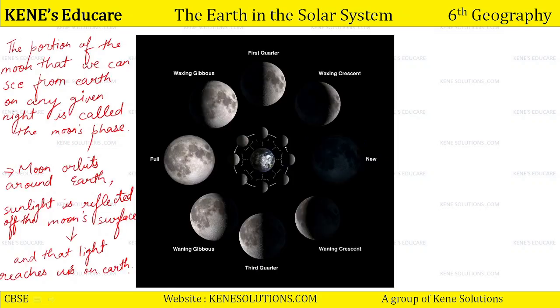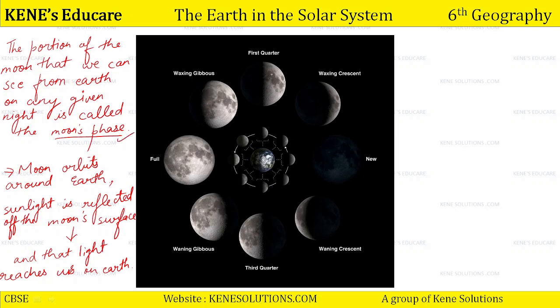Okay. All right. So let me make you understand the phases of the moon. तो पहली बात तो बच्चों ये समझो that and you can write this as well. पहले सुन लो मेरी बात को, फिर लिख लेना. ठीक है? The portion of the moon that we can see from Earth on any given night is called the moon's phase. हमें चांद का जो भी part दिखता है किसी भी given day पे उसे हम moon का phase कहते हैं.